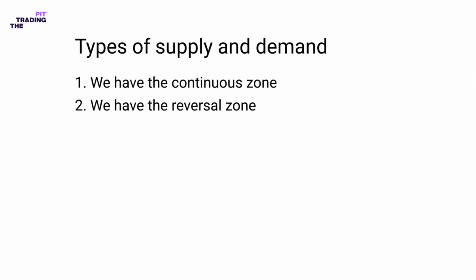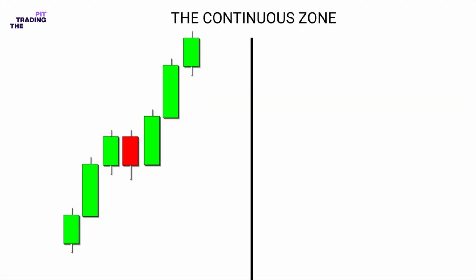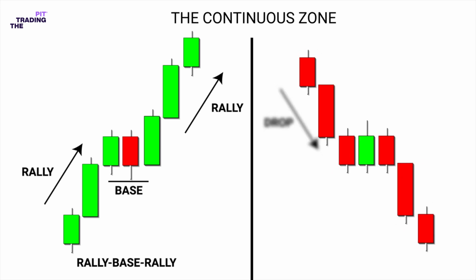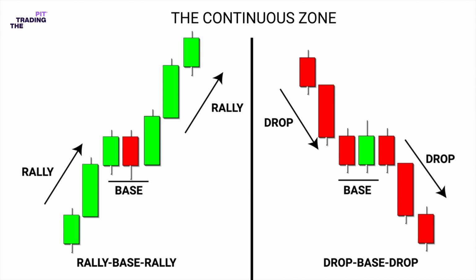The continuous zone can appear in two forms. Number one, we have an upward rally, then base, then another upward rally. You can simply call it rally, base, rally. Number two, we have a bearish drop, then a base, then another bearish drop. You can simply call it drop, base, drop.